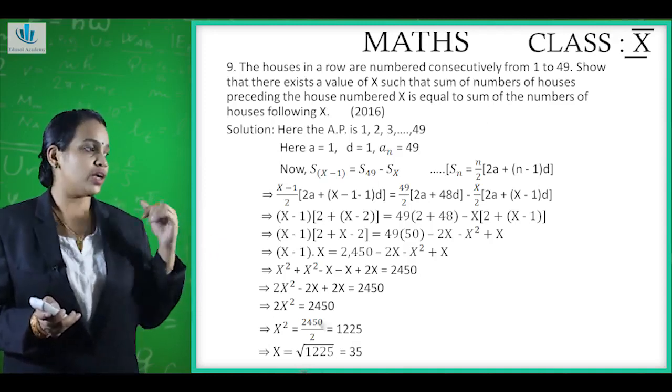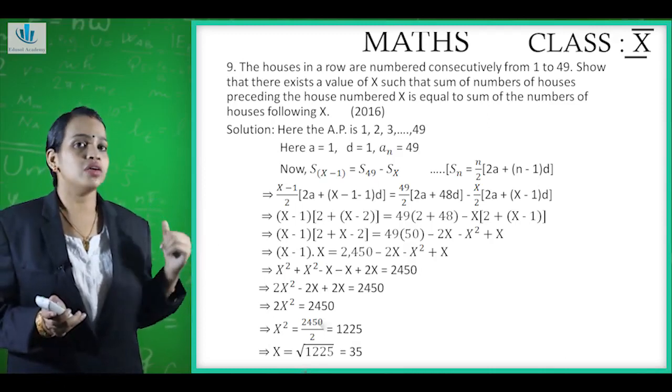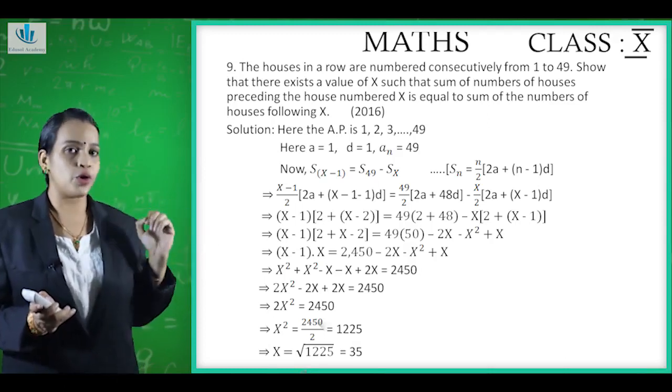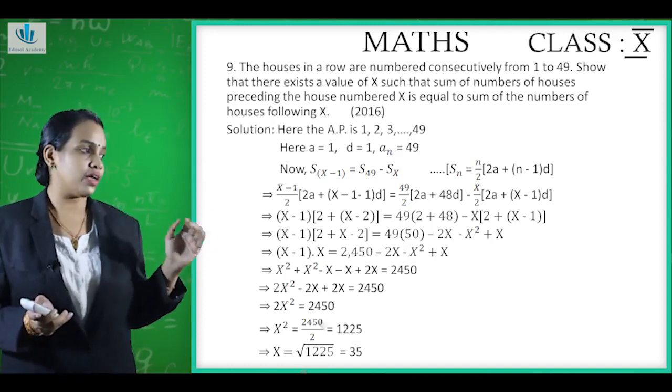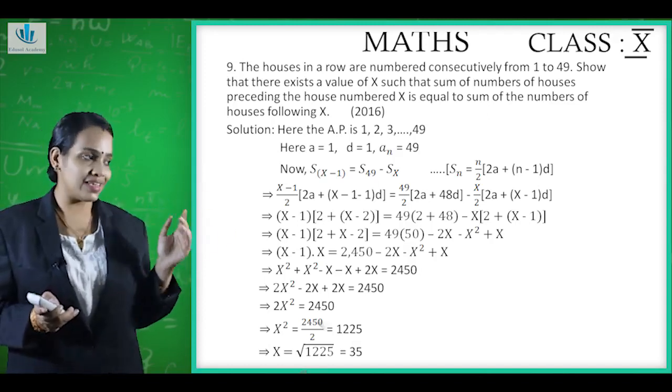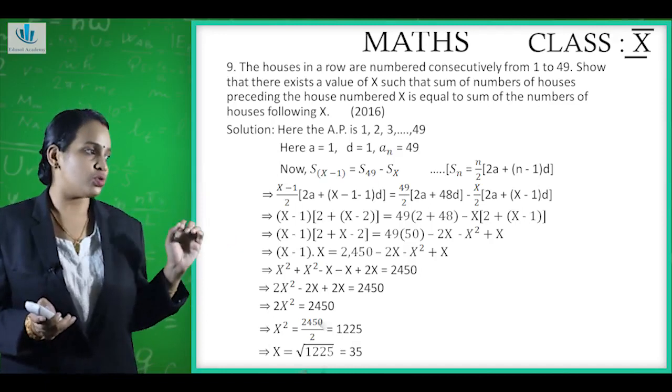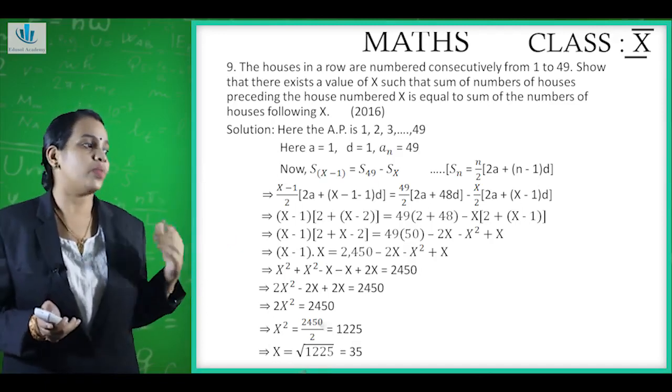x square, when we take 2 on the other side, it becomes divide. So, 2450 upon 2 is equal to 1225. Now, we can take the square root. So, it becomes x is equal to root of 1225, which is equal to how much? 35.